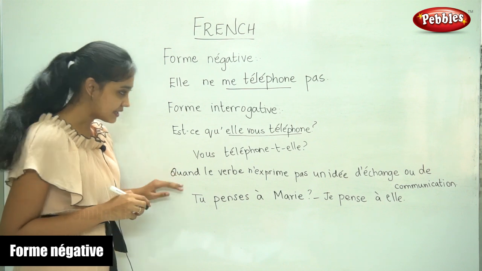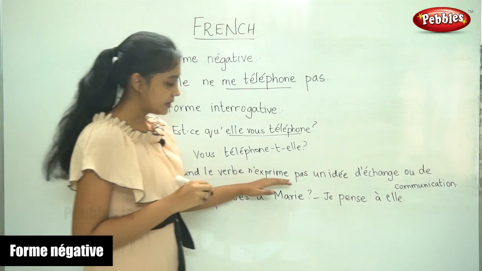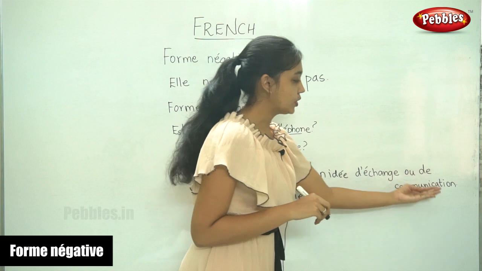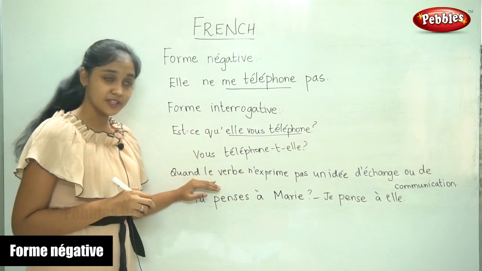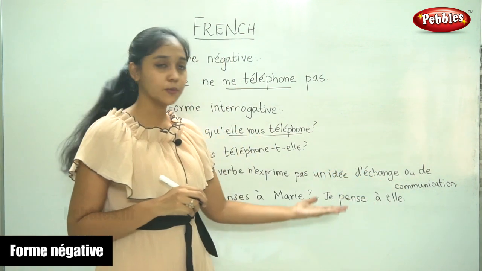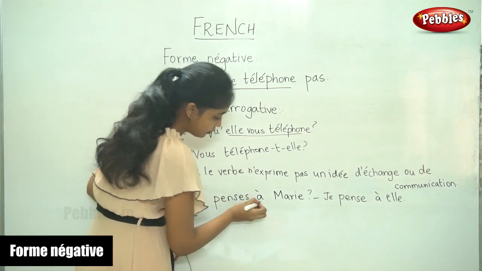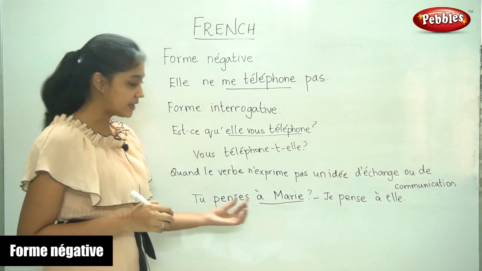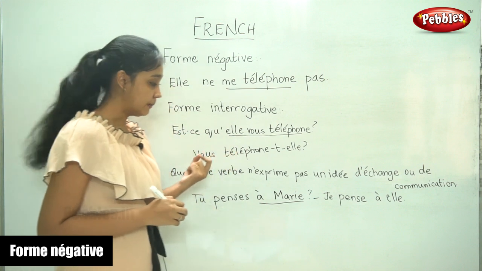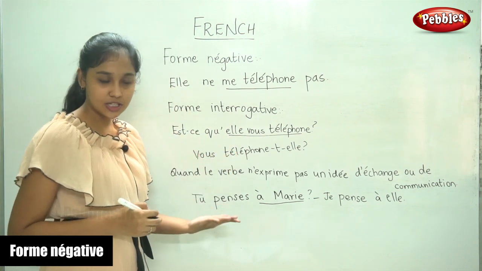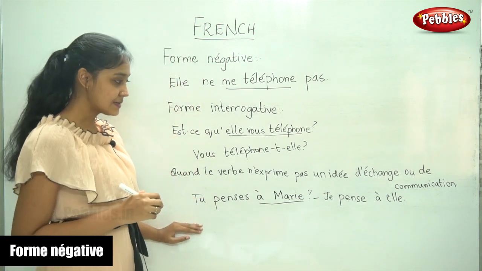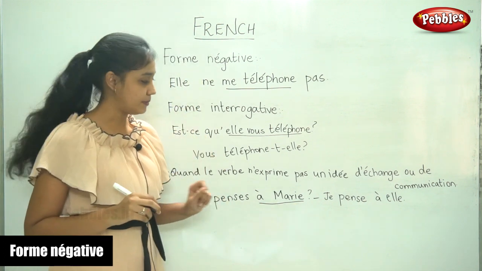Now the next one, this is another special case. Quand le verbe n'exprime pas une idée d'échange ou de communication, when the verb does not show an exchange or communication. But see, for example, tu penses à Marie? In this case, this sentence means you think about Marie, but it is not any form of exchange or communication, right? It is just an action. So in that case, we do not use the complement pronoun.